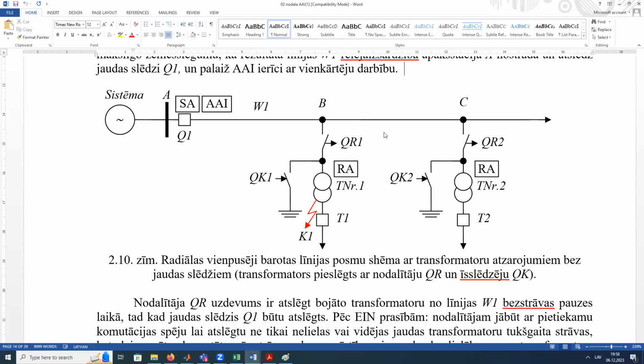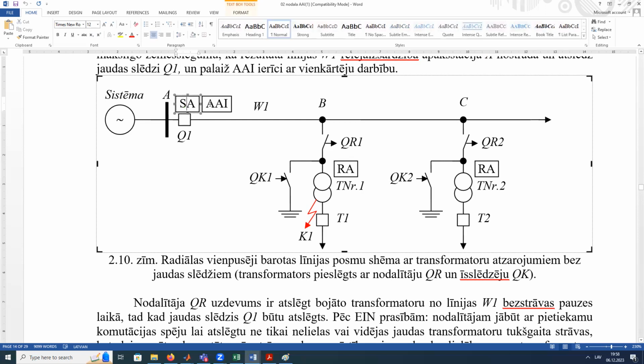Here we see the part of a transmission line. Here we go, transmission line. Here we have a power breaker with a selective protection and recloser. And what do we have here? Here we have feeders, and here we have a load breaker.